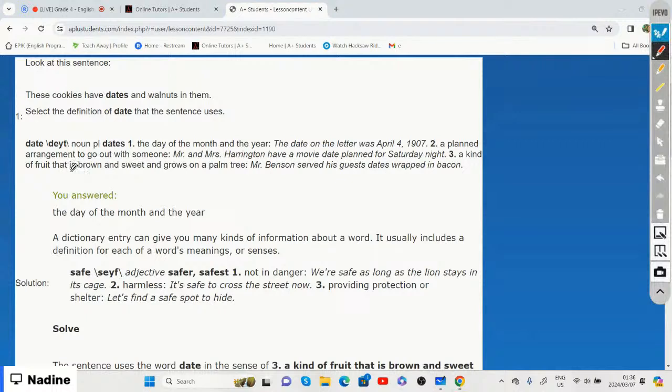So we have our word date, then the word in brackets, DEYT, that basically tells us how you need to pronounce the word. So that's the pronunciation of the word. Then we can say that date is a noun and dates is a plural noun.